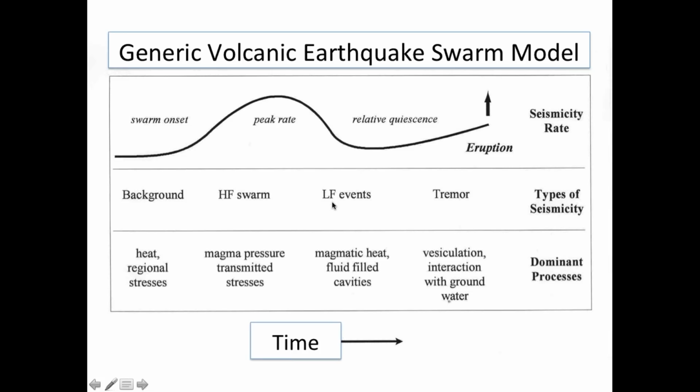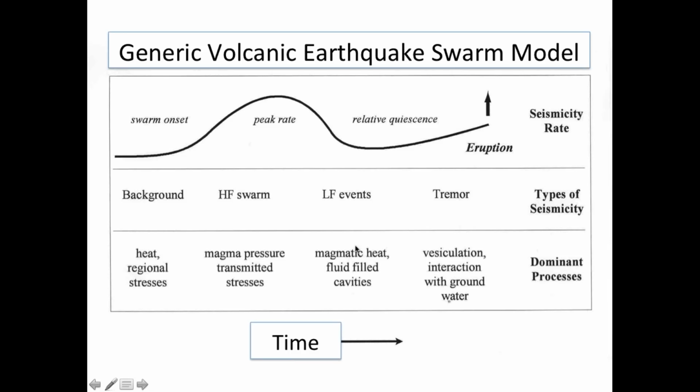Sometime during that relative quiescence, we start getting low frequency events. Eventually these join together and form volcanic tremor, which is a long lasting signal, can be hours or days, eventually leading up to eruption. And not shown in this particular version, we sometimes get deep seismicity afterward. So what we see is a steady progression of high frequency events, low frequency events, tremor, and then eruption.